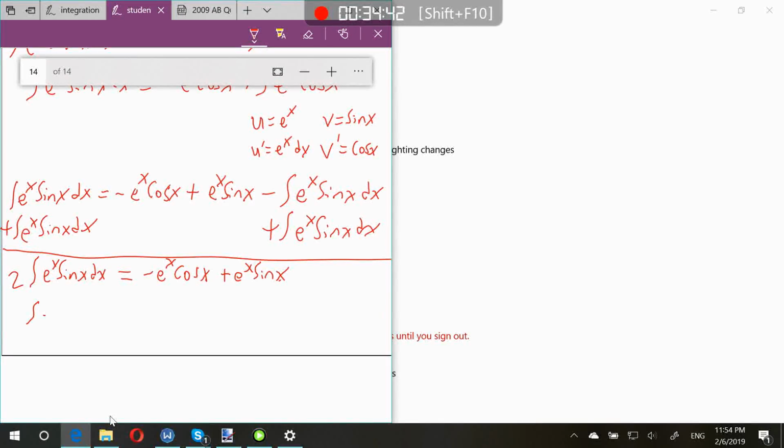So the integral of e to the x times the sine of x should be equal to everything that I had originally divided by 2. Negative e to the x cosine x plus e to the x sine x, divided by 2. And then plus c for our constant of integration that I would have had at the end of all of these integrals. I'll go ahead and add that to this step too, but any questions on what we did?